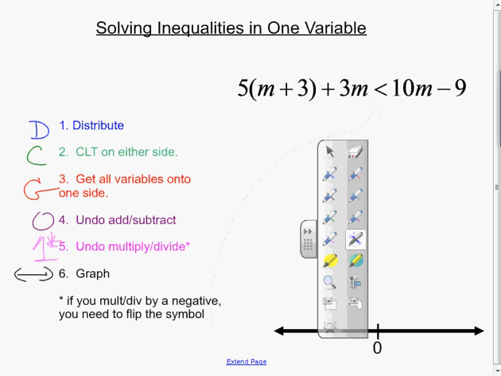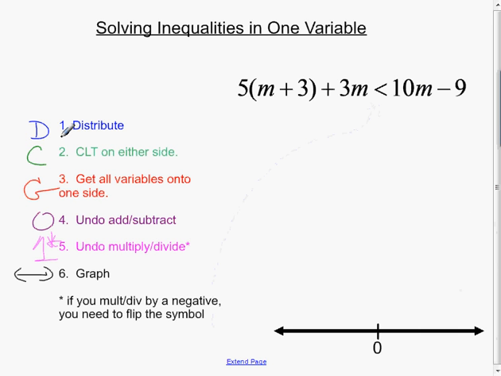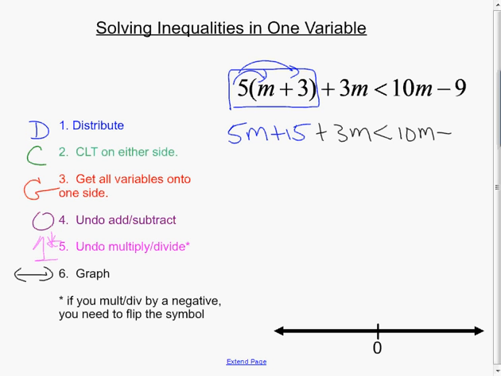So it's something that does not happen all the time, but we always need to look out for it. Okay, so I'll try and go in order here, and I'll try and color coordinate this as best as I can. In this problem, where it says 5 times the quantity m plus 3 plus 3m is less than 10m minus 9, I notice that I'm going to need to distribute. Now I'm going to need to distribute in this part of the problem right here. So I'm going to get 5m plus 15, and then I'm going to bring down the rest of the problem, which I do nothing to, just to keep my writing organized. And that is D is check.